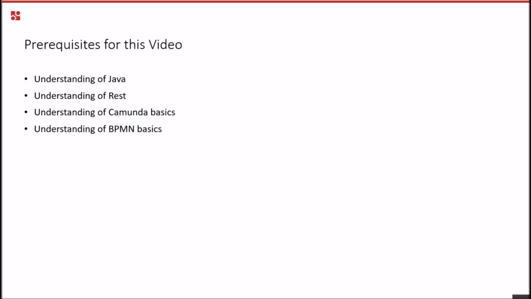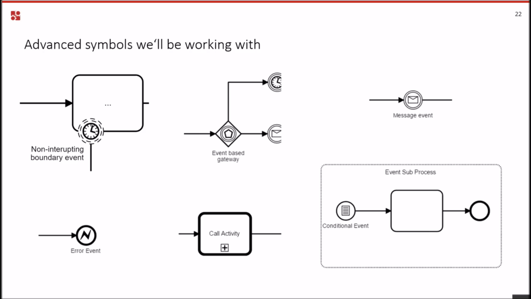The constructs we're going to talk about in this video are the non-interrupting boundary event, this one here. We're going to talk about the event-based gateway, the message event, an error event, throwing and catching them, call activities, which call subprocesses, and my personal favorite, the event subprocess, this one here, along with the conditional event. We're going to model these, use them in a particular scenario, and execute them. Okay, so let's get started.